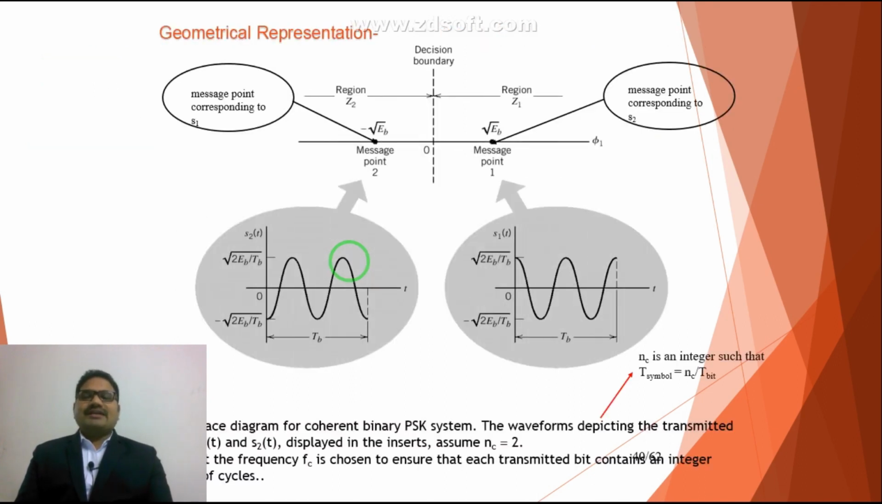Or you can see from this graph, this is your decision boundary, which is 0, and this region is called region Z1. As I showed you, this is message point 1, this is message point 2. So this is how you can represent the geometrical representation of your BPSK signal.